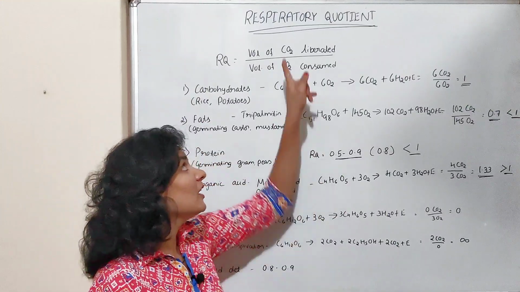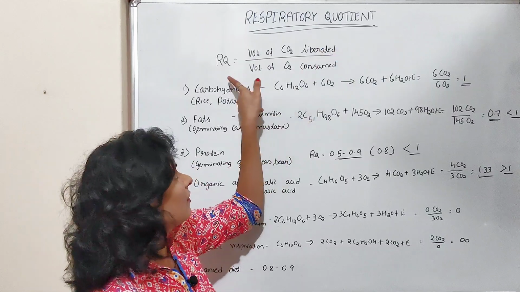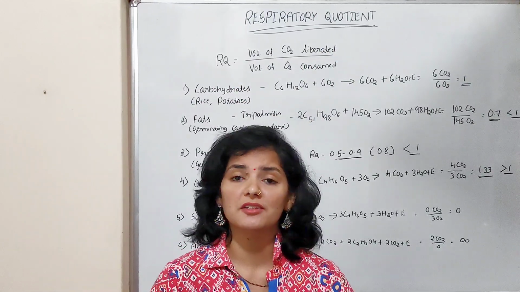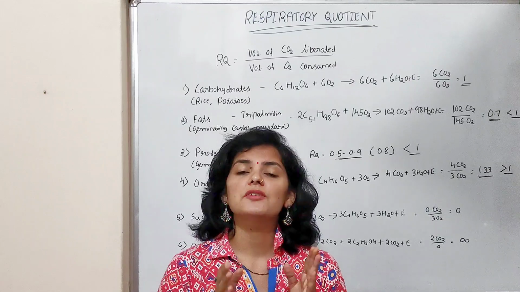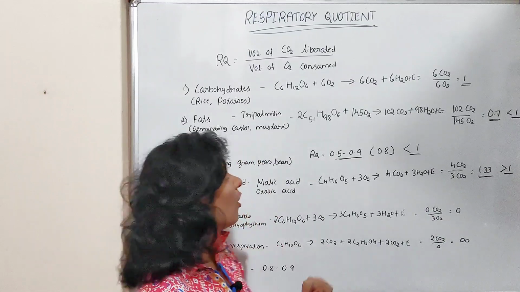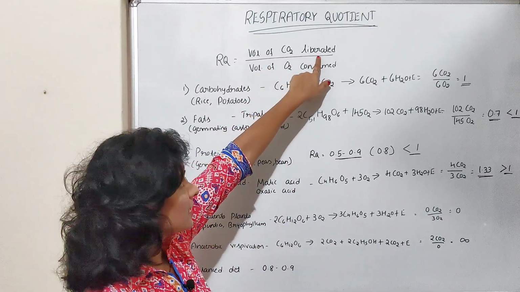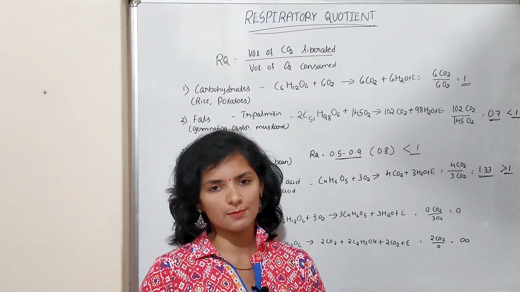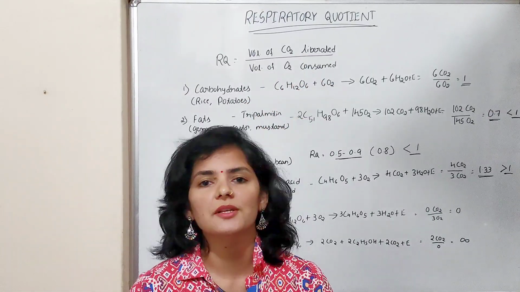In this video I'm going to talk about respiratory quotient, which is also called RQ or respiratory ratio. What do you mean by this respiratory quotient? Respiratory quotient is nothing but the ratio of the volume of carbon dioxide liberated to the volume of oxygen consumed during aerobic respiration or during the respiratory pathway.